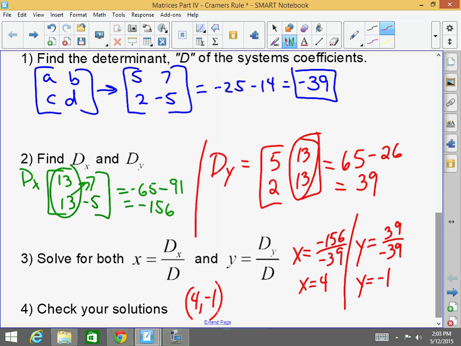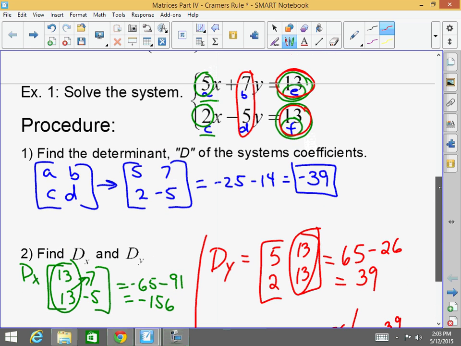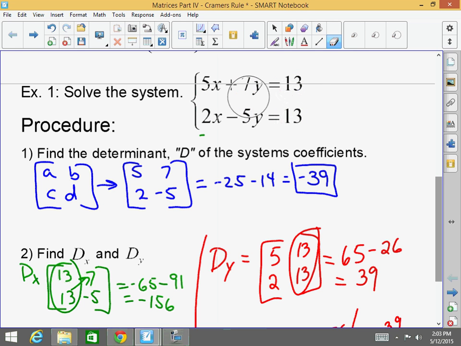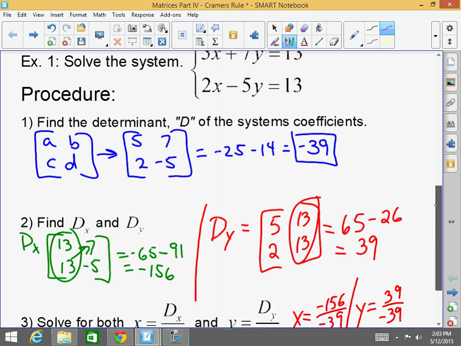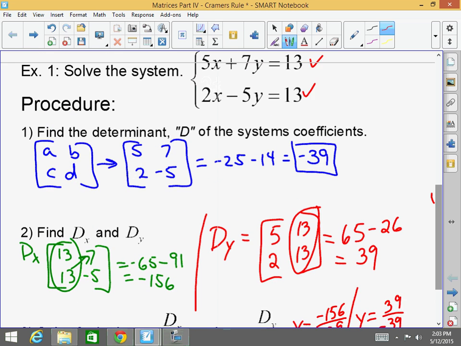Now, I don't believe you. I want to test this, Mr. Morrow. Fine, let's test it. 4 and negative 1. 5 times 4 is 20. 20 minus 7 is 13. It works. Let's just clean that up a little bit. And then 2 times 4 is 8. And 8 plus 5 is 13. So it works and it works.